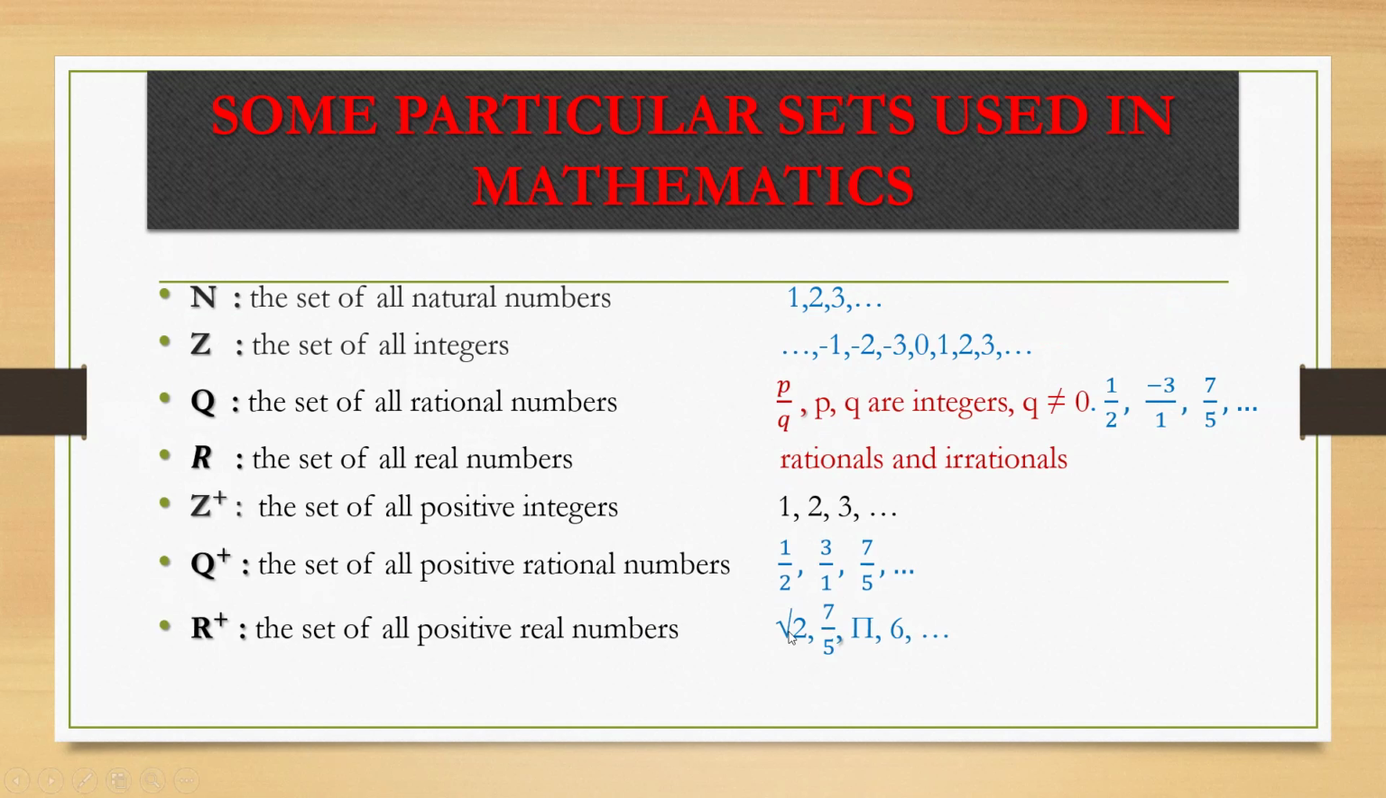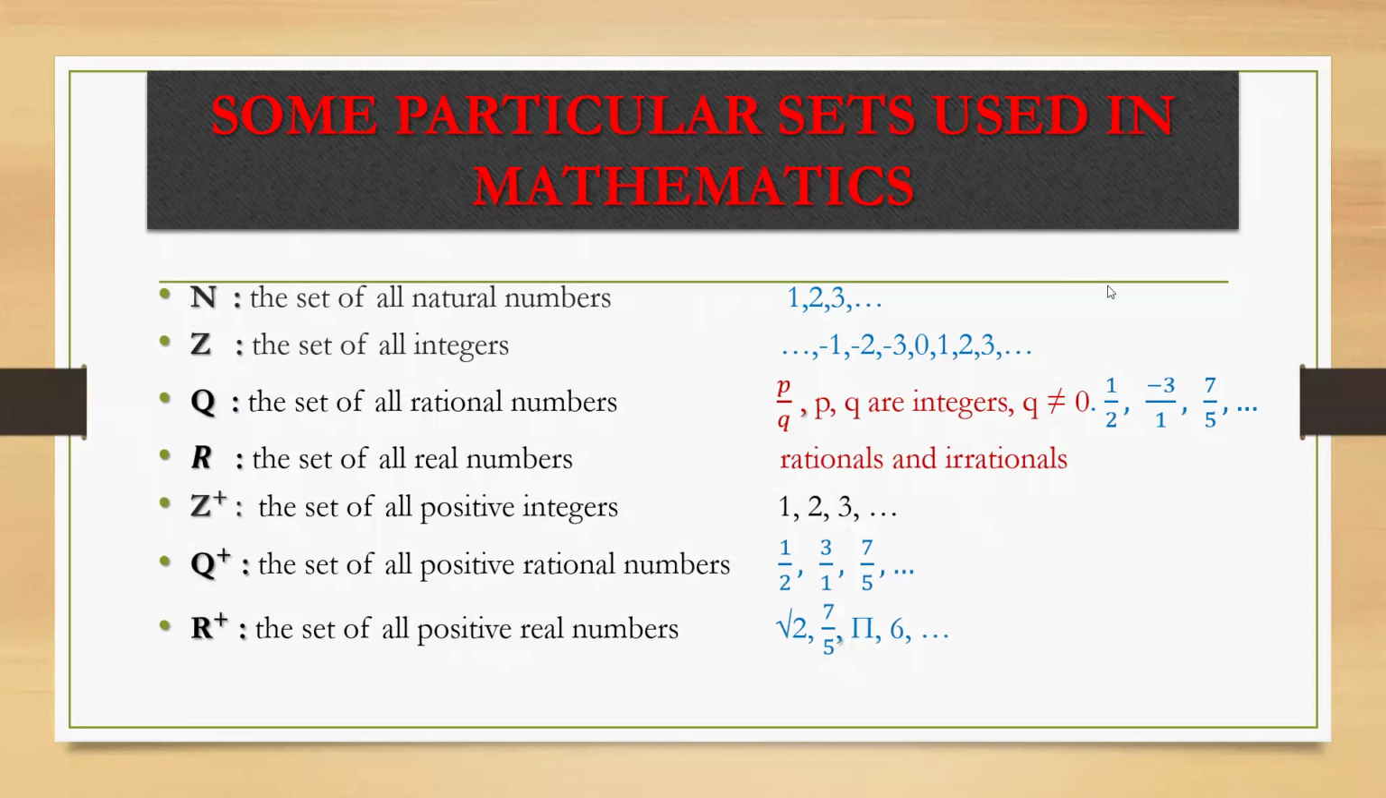Root 2 is an irrational number because it cannot be written in the form p by q. And 7 by 5 is a rational number. 5 is an irrational number. 6 is a natural number and hence a real number. Okay. So these are the notations which are used for some particular sets used in mathematics. And these notations we will be using throughout our lecture.